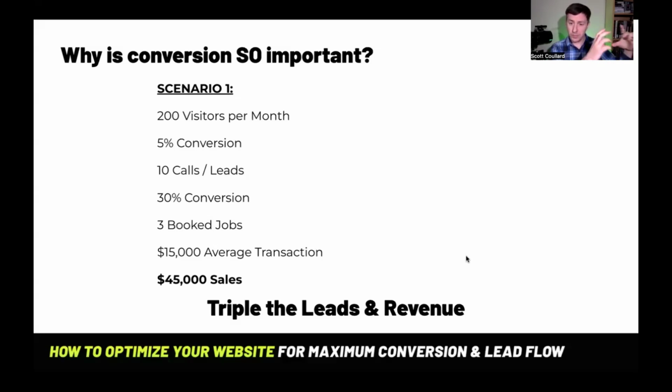So from 200 people hitting your website, that would mean just 10 of them turn into leads. Assuming you get a 30% lead to customer close rate, that means those 10 leads turn into 3 booked jobs. And let's say your average transaction value, your average ticket is 15 grand. That would be 45 grand in revenue on those 200 visitors to your website. So that's not really very good value. You can't really grow and scale a sustainable business with those numbers. And this is why conversion optimization is so valuable.